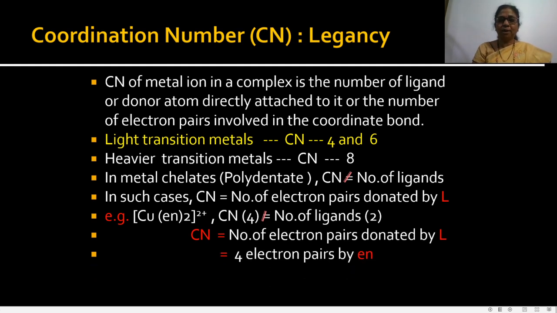Therefore, 4 electron pairs are donated by this ethylenediamine. And that's why the coordination number of this compound is 4.